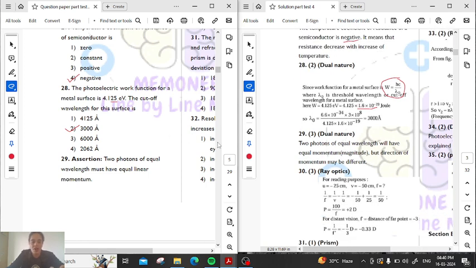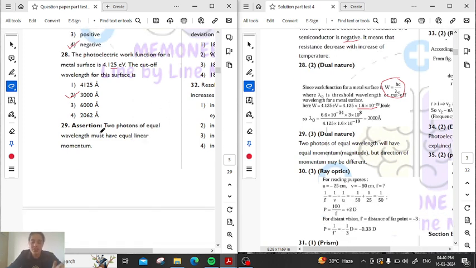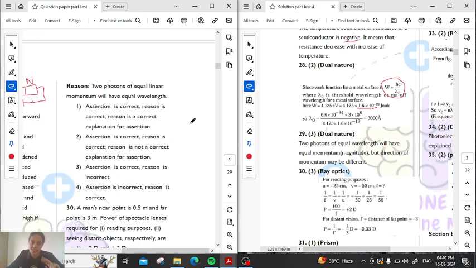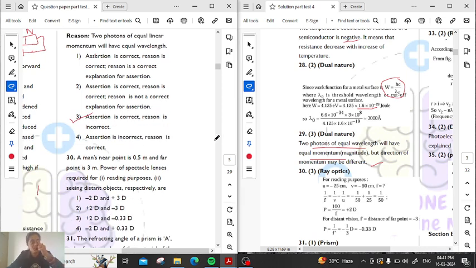Fine. Now let's move to the 29th question, that is assertion based question. Assertion kya kehta hai, 2 photons of equal wavelength must have equal linear momentum. Reason kehta hai 2 photons of equal linear momentum will have equal wavelength. So in that case you can see 2 photons of equal wavelength will have equal momentum which is given, but direction different rehta hai. So that means assertion completely correct but reason is not valid, right? Because reason is based on the momentum only.